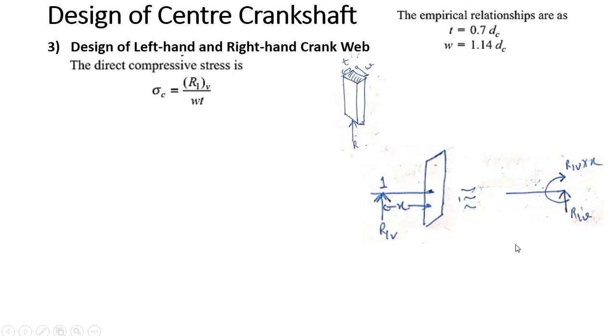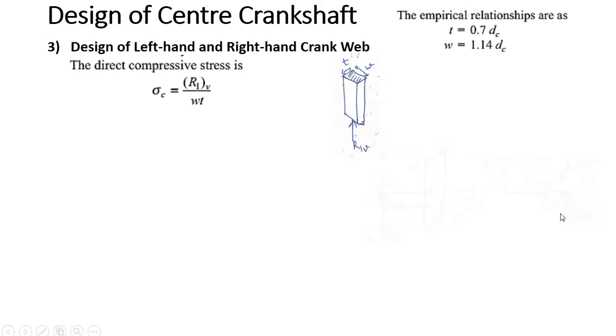So as you see, this R1V is shifted to the right web, so it will act as a compressive force, and the direct compressive stress will be what? Force by area. Force is R1V, and the area will be W into T, width into thickness of the web. So this is a direct compressive stress, because R1V is now acting as a compressive load.